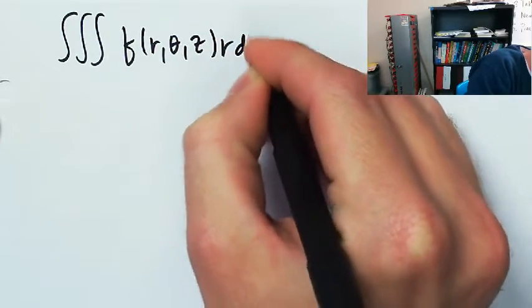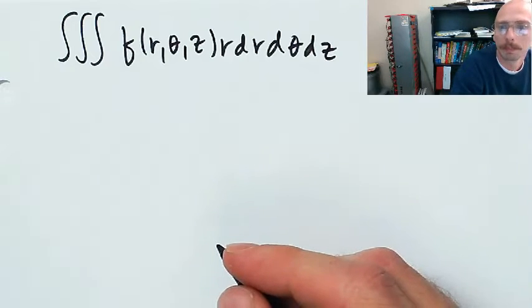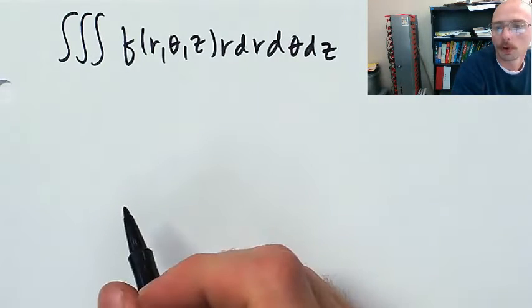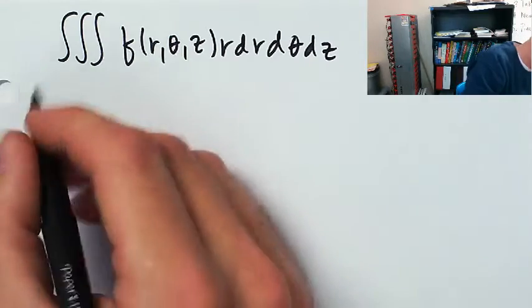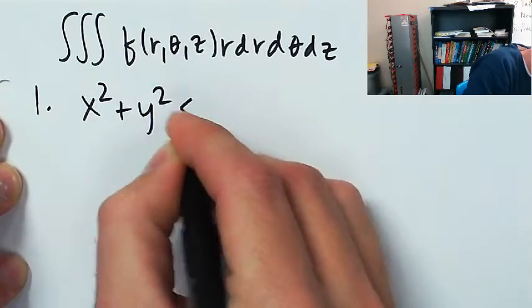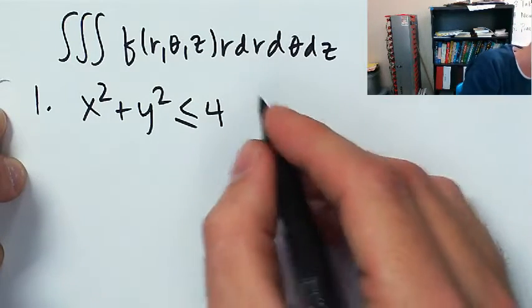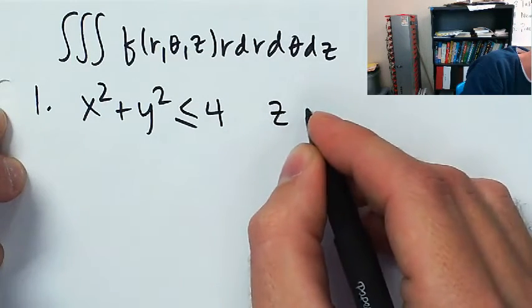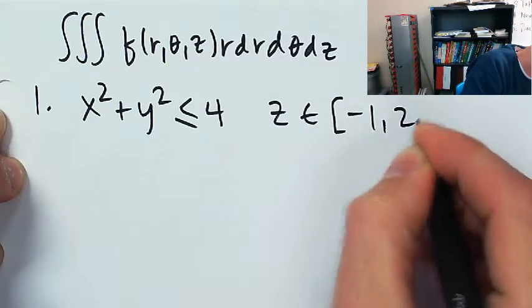this times all of that. Okay, which means that we're working in cylindrical coordinates. So x squared plus y squared is less than or equal to 4. I'll just kind of copy down that information we're given. And z is between -1 and 2.